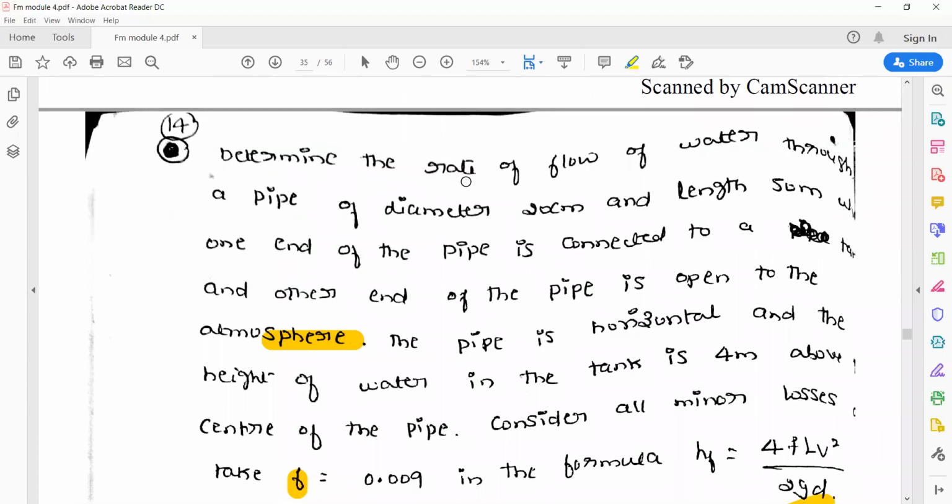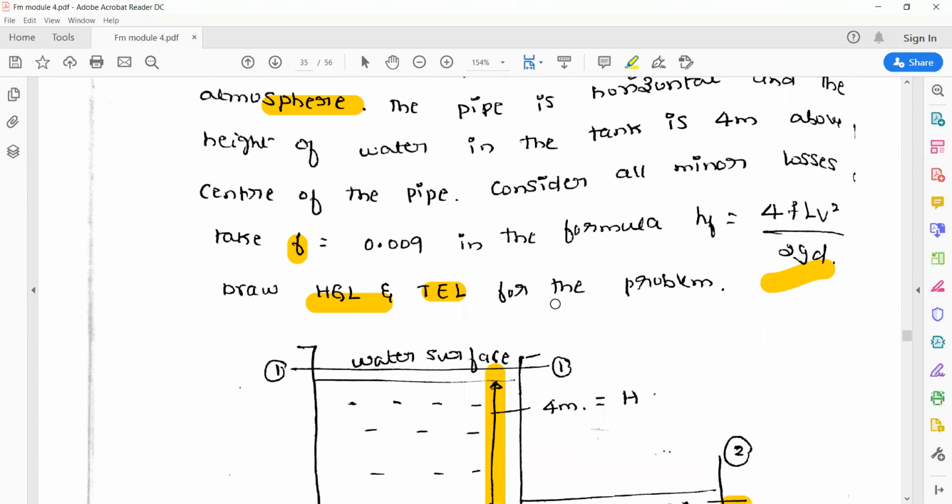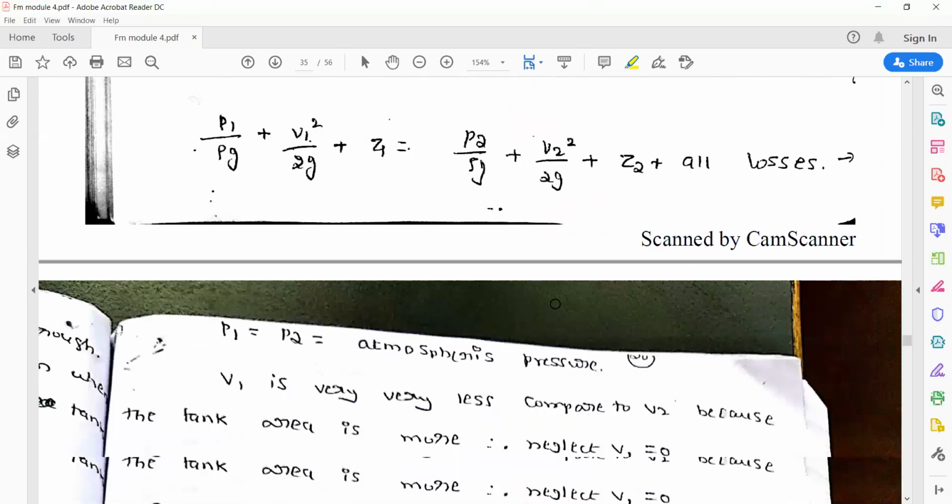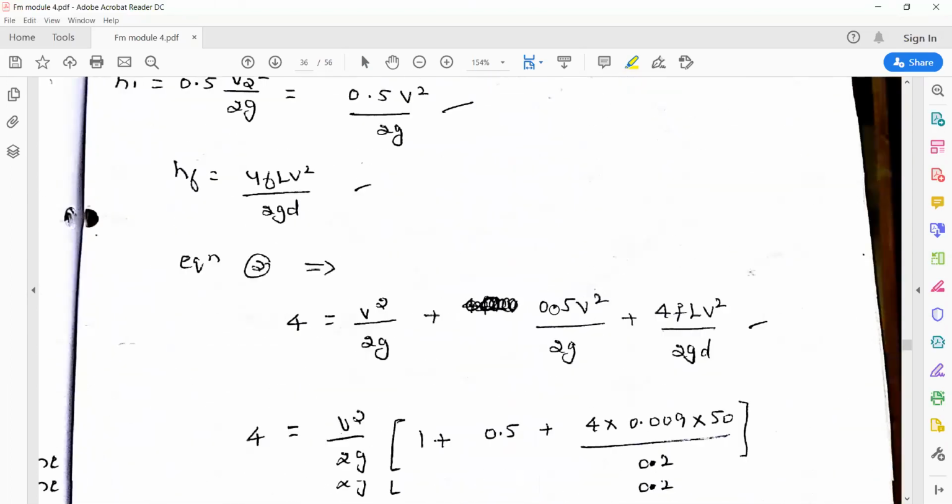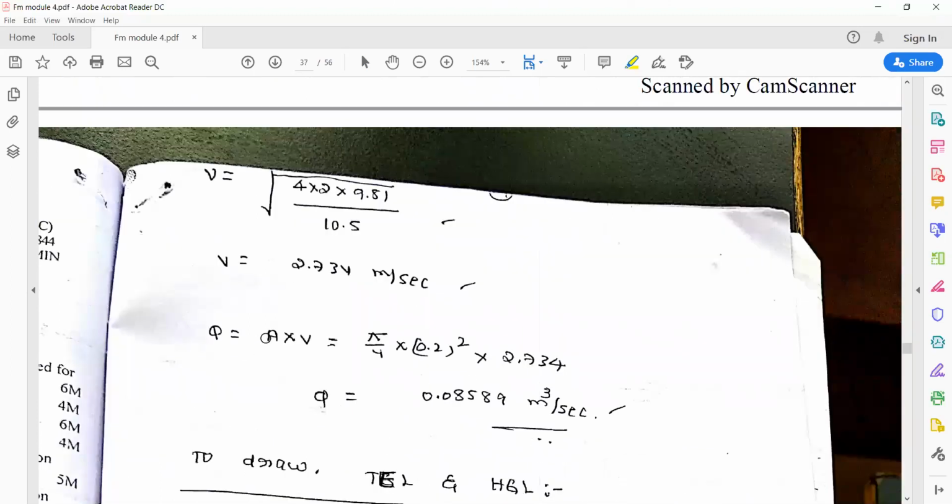Now, first you need to calculate the rate of flow by making use of this data. So Q is equal to either A1 V1 or A2 V2. Since we have only one pipe here, they have taken A into V. So discharge is equal to area into velocity. If there is more than one pipe, then you can take it as A1 V1 or A2 V2.